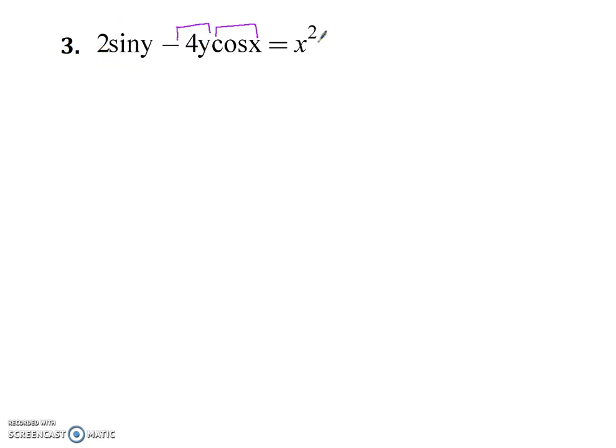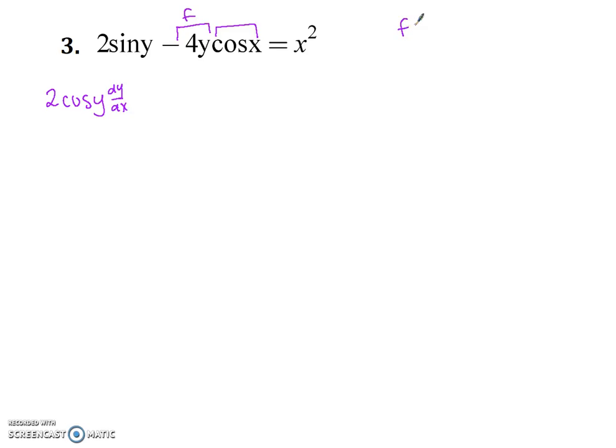So again, you're just going to go term by term. So for sine, that's just a regular derivative. So that'll just be 2 cosine of y, but I took the derivative of something with a y. So I need to multiply it by dy dx at the end.